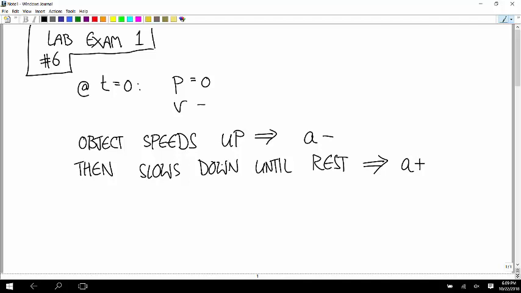It doesn't say anything about how long it stays there, but we know that the tangent has to be horizontal. The slope has to be 0. So it's going to be a positive acceleration until it's horizontal. And then it speeds up in the positive direction.